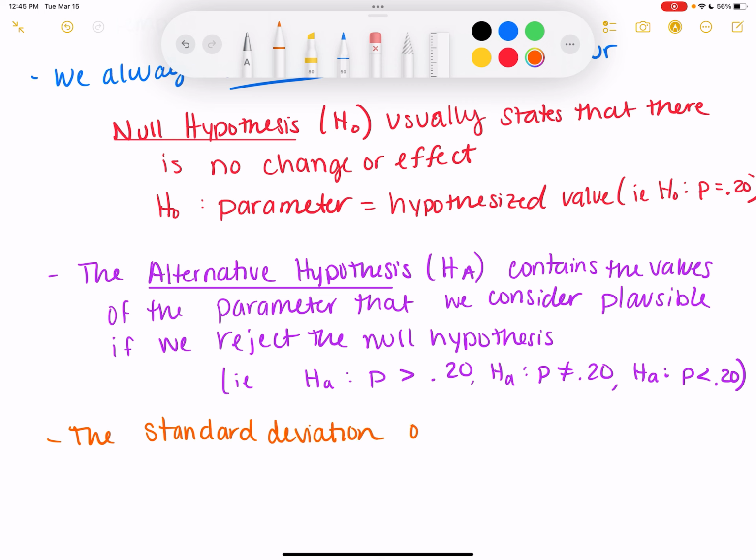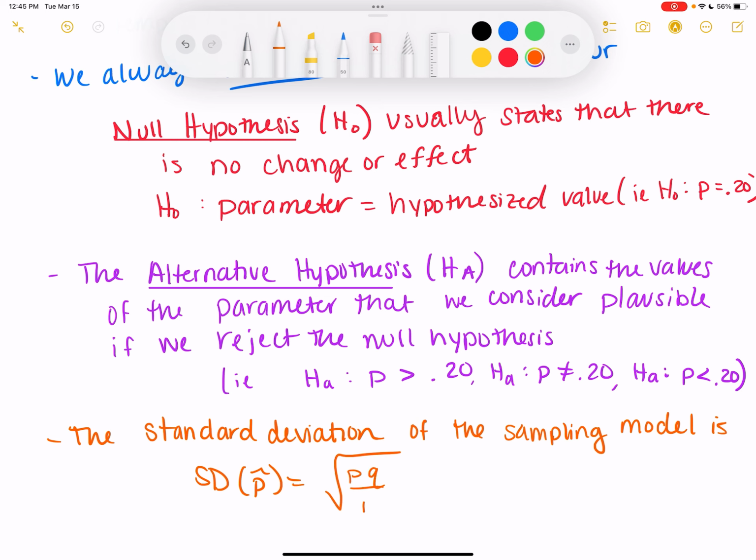The standard deviation of the sampling model is standard deviation of p hat is equal to the square root of pq over n.